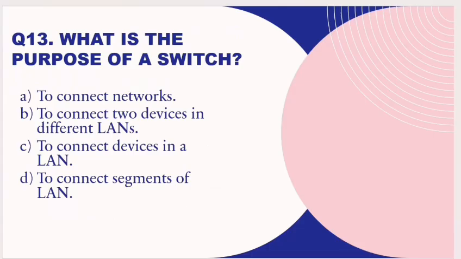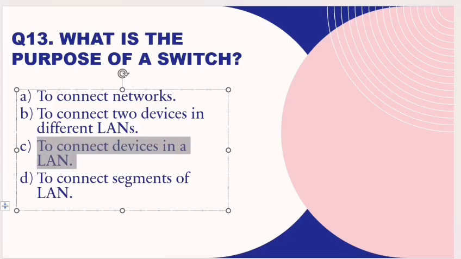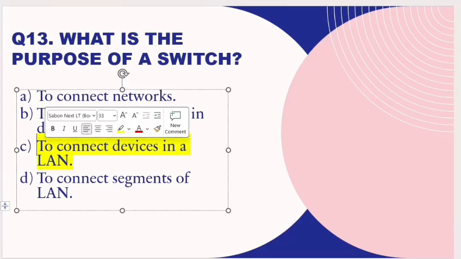So our 13th question is, what is the purpose of a switch? Option A, to connect networks. Option B, to connect two devices in different LANs. Option C, to connect devices in a LAN. Option D, to connect segments in a LAN. So the right answer is option C, to connect devices in a LAN network.